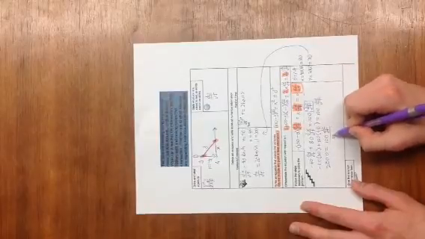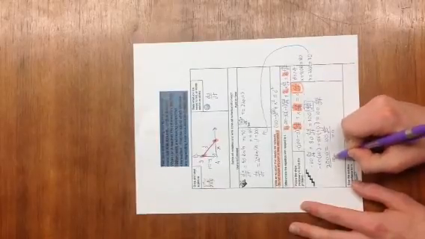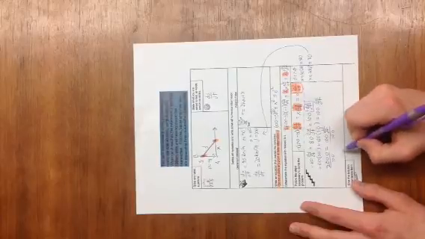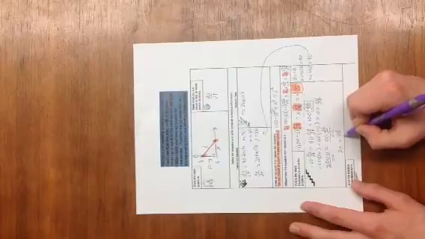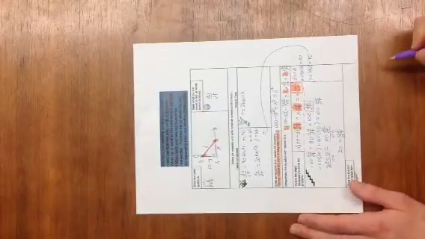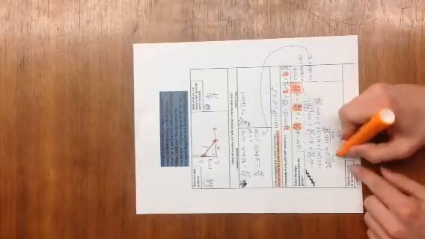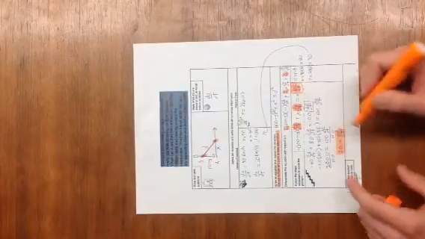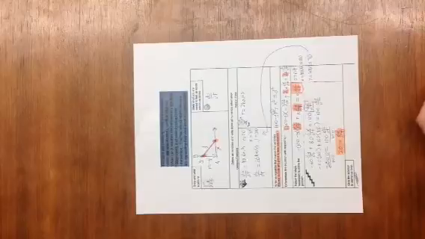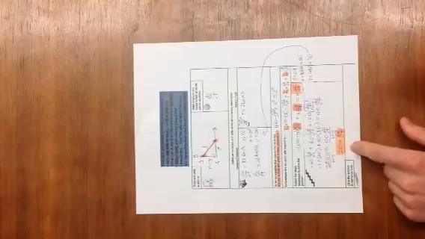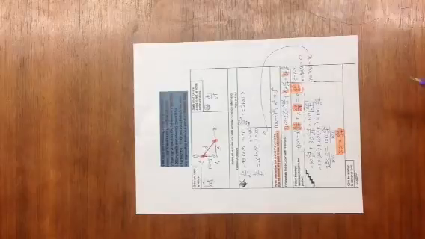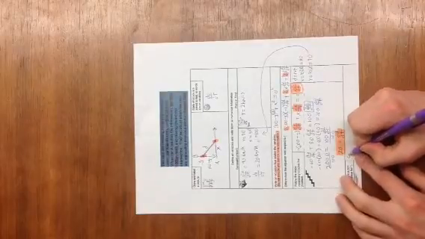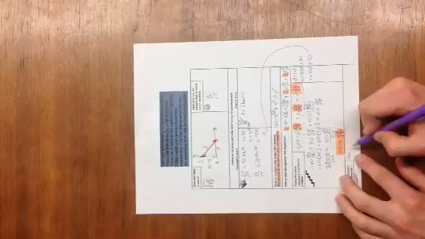Divide both sides by 100. Okay, so we now have our solution. We know that they are going to be moving away from each other at a rate of 20 kilometers per hour, I think it is. Yes, 20 kilometers per hour. So we're going to write that down. And this is our final step of writing the solution.